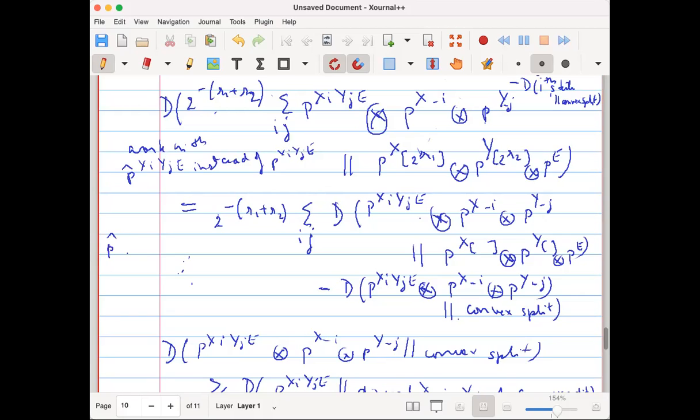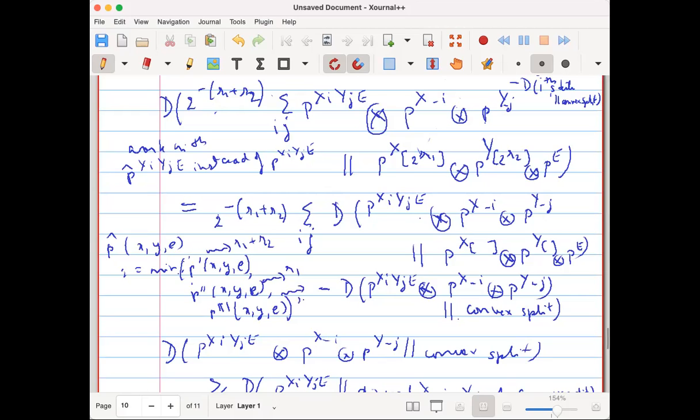So what do I mean by that? P hat of x y is defined to be the minimum of P prime x y. So this is the perturbation for R1 plus R2. Then P double prime of x y, this is the perturbation for R1. And P triple prime x y, so this is the perturbation for R2. Okay, so this is the perturbation for R1 plus R2. This is the perturbation for R1. This is the perturbation for R2.